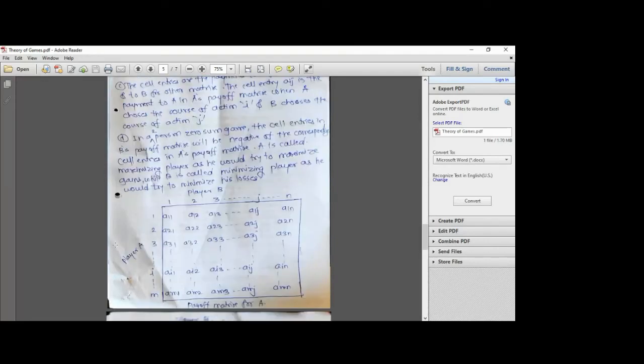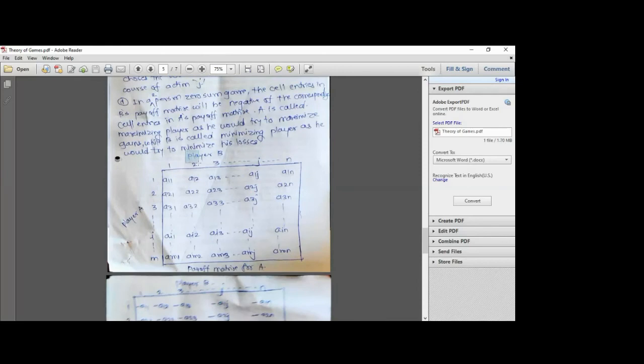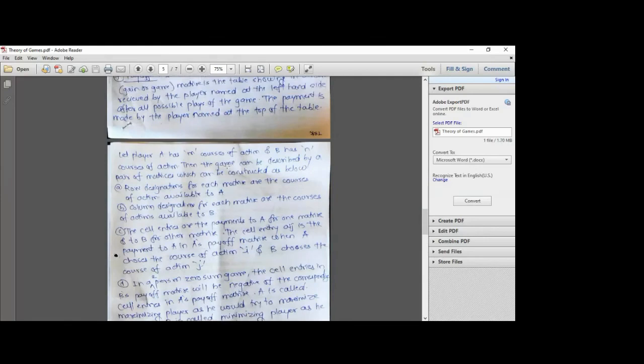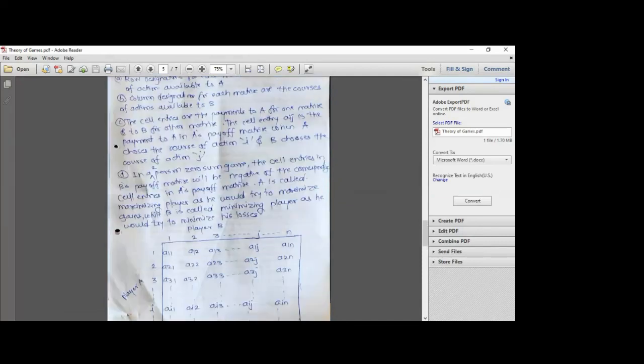Now let's focus on this. This is player A, and how many courses of action does he have in his list, starting from 1 to m. So we have already said this. m are the courses of action for A. Similarly, this is player B, and how many courses of action does he have? He has n courses of action, starting from 1 to n. So now this is a payoff matrix.